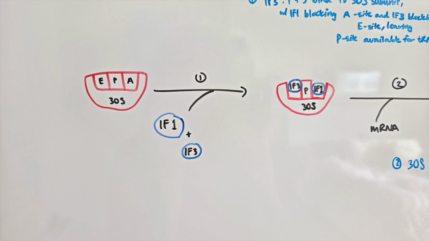Initiation factor 1, or IF1, is going to bind to the A site, the aminoacyl site, which means that the initiator tRNA is forced to bind to either P or E. The next initiation factor to bind is initiation factor 3, which is going to bind to the E site, which means that when tRNA binds to the ribosome, it only has one slot to go in. It's the most favorable site, which is the P site.